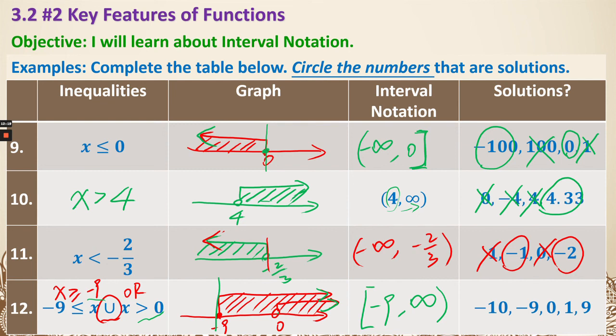As for the solutions, negative 10 is not a solution, negative 9 is, 0 is, 1 is, and 9 is a solution. So that is everything for the first part of 3.2, where we just talked about interval notations.